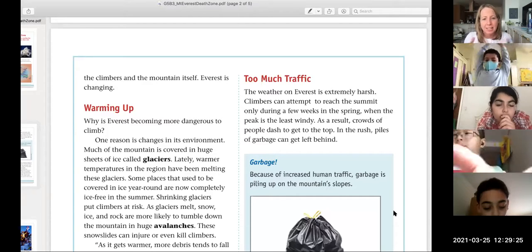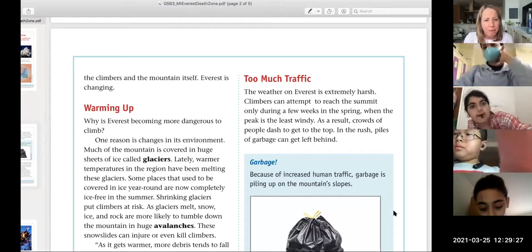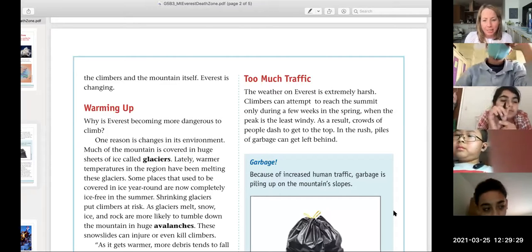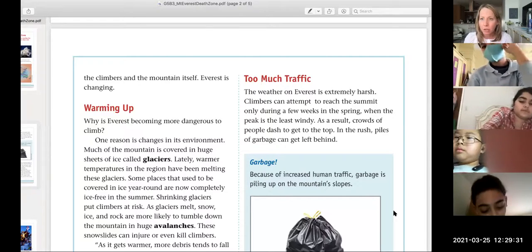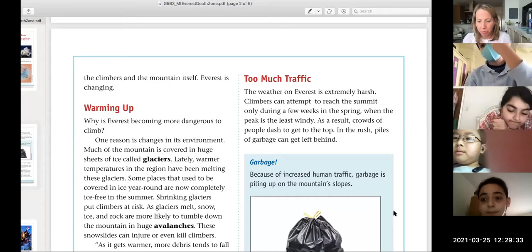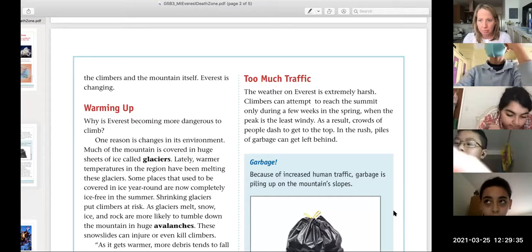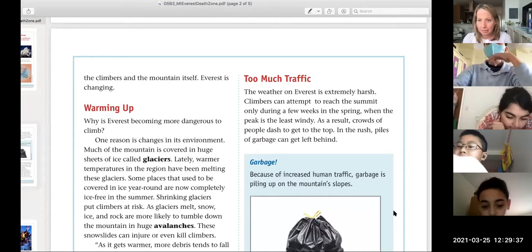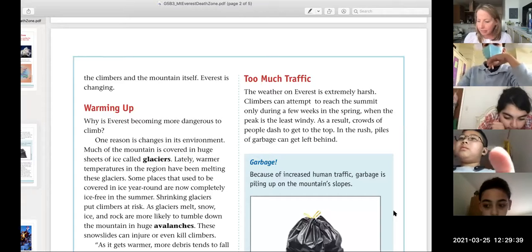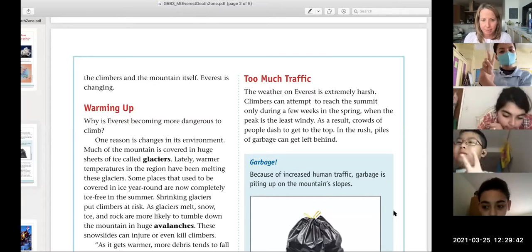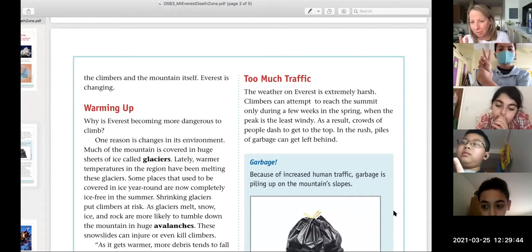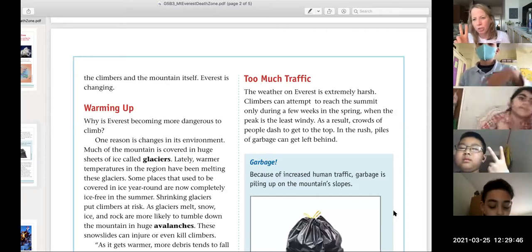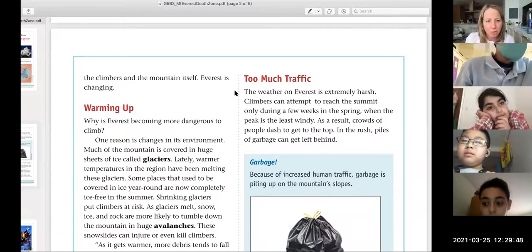Called glaciers. And then it says, lastly, warmer temperatures in the region have been melting these glaciers. I could pause and think that's a new word. Did anybody have a number 3 for glaciers? I didn't. I had a number 1 next to it. I didn't really know what it meant. Jason, what'd you have? Hold it up. Let me see. Jason had a number 2. Okay. So let's pause there.